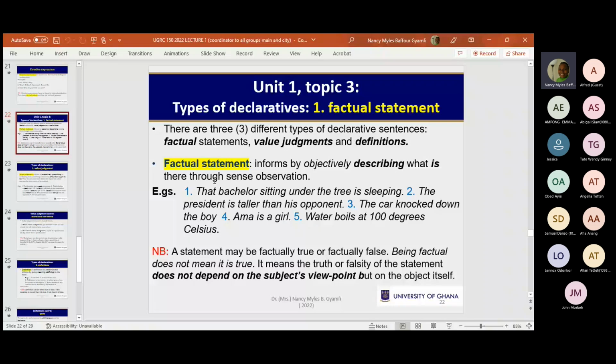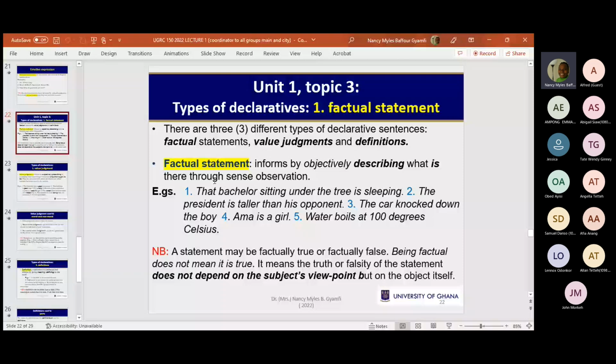Amma is a girl. Today is Friday. Nana Addo is the current president of Ghana. Ghana is going to the IMF. Maybe we haven't gone. Maybe we have. If we have gone, then it is factually true. If we haven't gone, then it is factually false. But either way, it is a factual statement. It means observation will establish whether what I said is true or false.